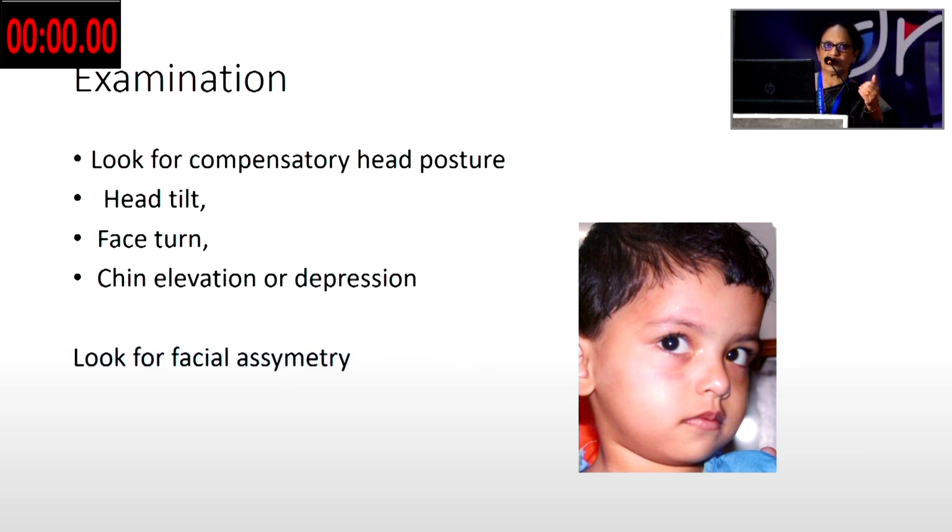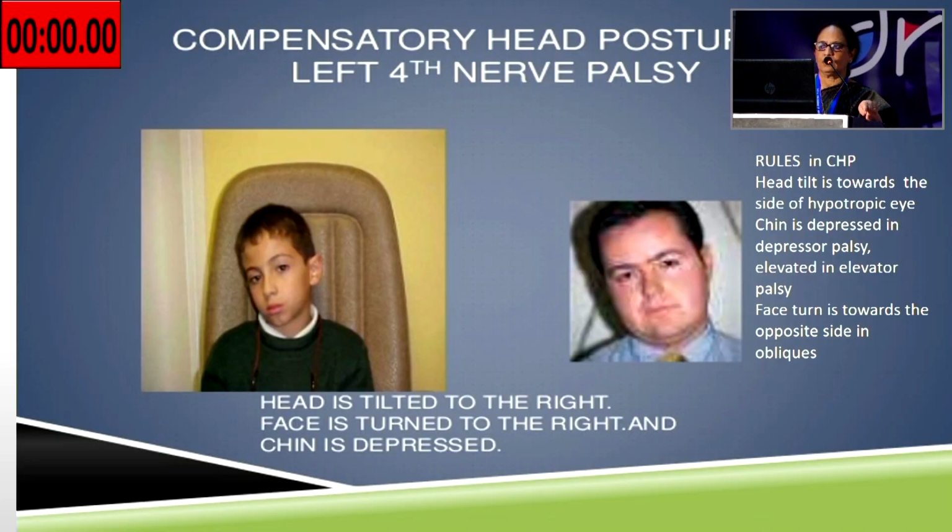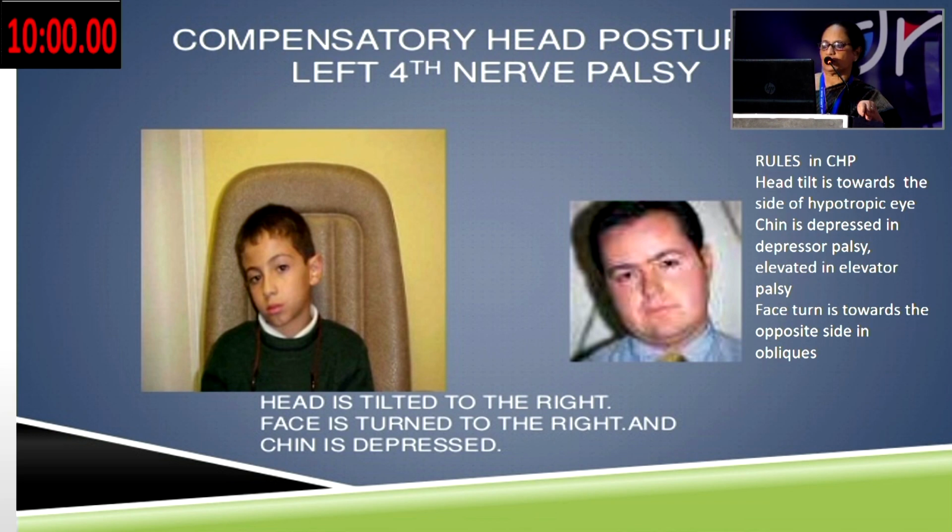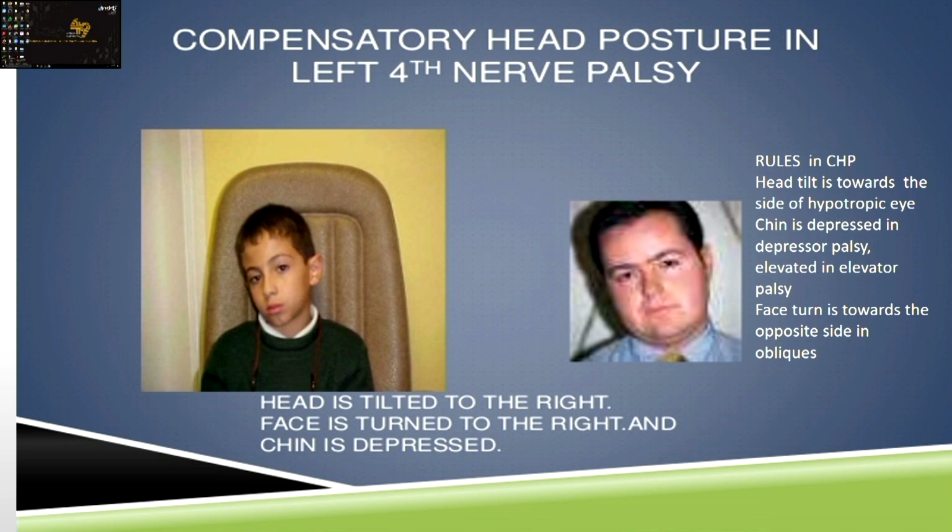First and foremost, when the child comes to your OPD, look at the head posture. The head posture has three components: head tilt, face turn, and chin elevation or depression. Everyone should know the rules of compensatory head posture. If we learn these rules by heart, it's very easy for us to crack a vertical squint. I'll say the rules of compensatory head posture.